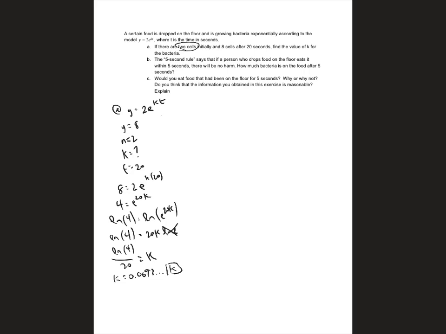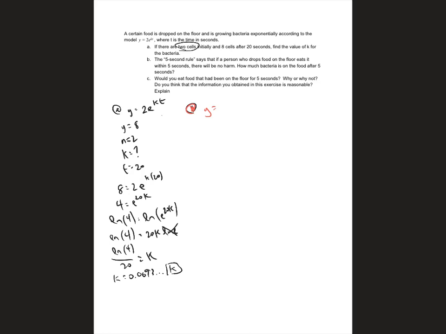Now part B talks about the 5-second rule. I think we've all heard about the 5-second rule. It's kind of interesting. It says if a person picks up food dropped on the floor within 5 seconds, there'll be no harm. So it asks how many bacteria are on the food after 5 seconds. So we're going to use the same formula, and it's the same bacteria, right? So it's going to have the same k.